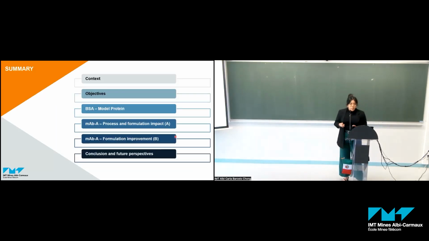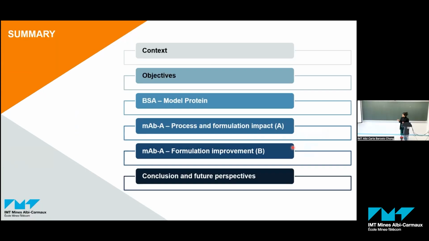To guide you through this presentation, we have the following outline. I will start presenting the context and objectives of this work, followed by the main parts that were done to achieve these objectives. The first one will be focusing on a model protein. The second one and third one will be for the protein of interest, which is a monoclonal antibody, before concluding this work. First, I would like to set up the context for the realization of this thesis.